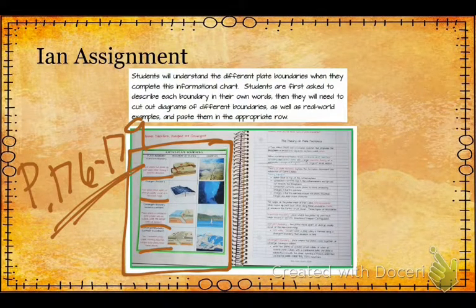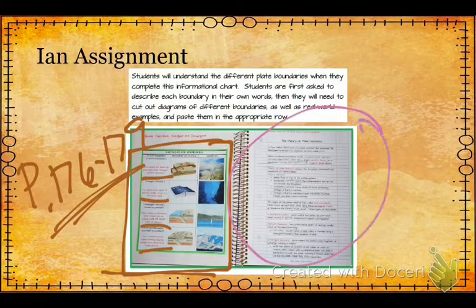And then you'll need to cut out the diagrams of the different boundaries as well as real-world examples and paste them in the appropriate row. Okay, so this should be done on the left side of your notebook. Your notes will go on the right side, okay? And then if you finish this early, you may go back to yesterday's assignment and finish that one, which was creating Pangea and the little check sheet, okay?